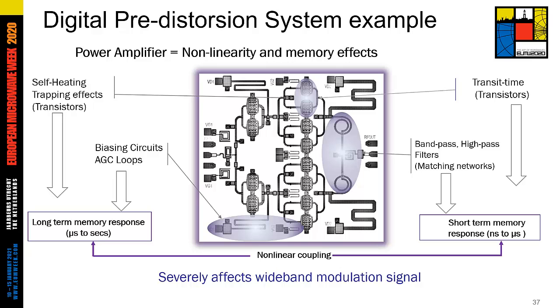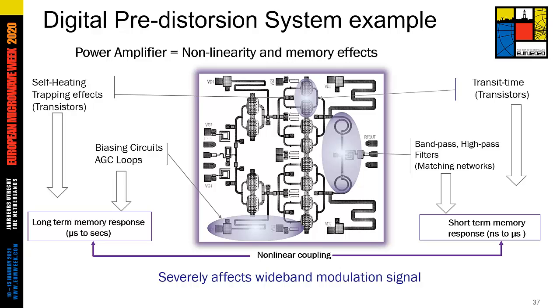Before presenting in detail the behavior model, a few words about the origin of memory effects. We separate two types of memory according to the time constants involved: long-term and short-term memory effects. The short-term memory concerns the transit time in the transistor and the group delay related to the input and output matching networks of the amplifier.